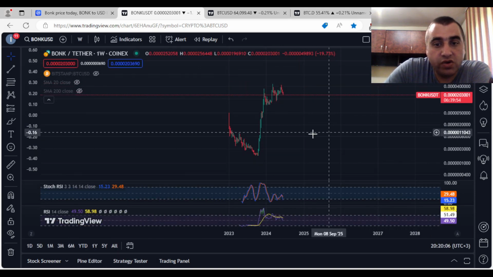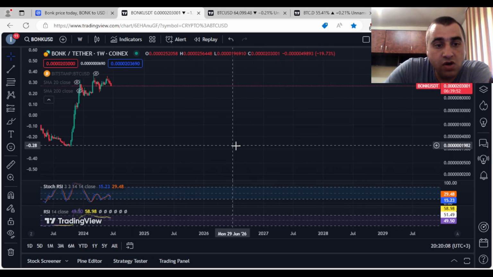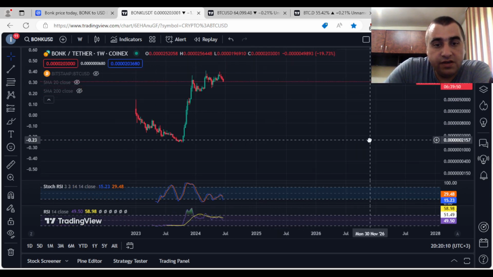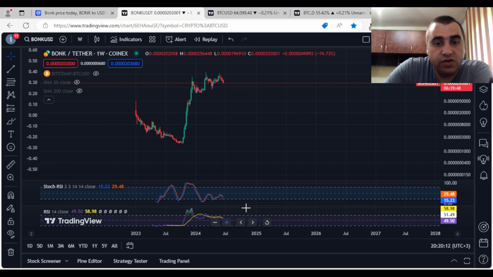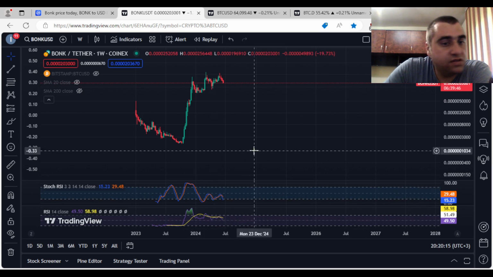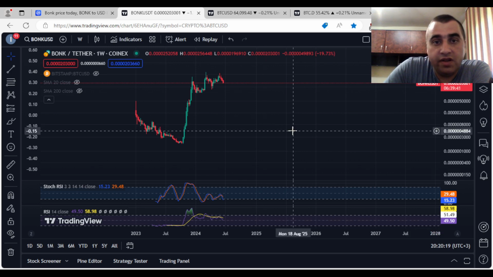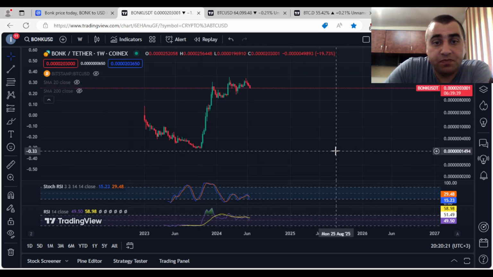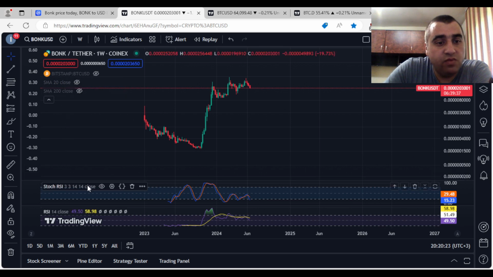And as you can see, stochastic RSI is bearish also, and RSI is also bearish, in a downtrend. So all those indicators, stochastic RSI and RSI, on a daily and weekly time frame, are clearly bearish. Let's look at the 20 weekly simple moving average.